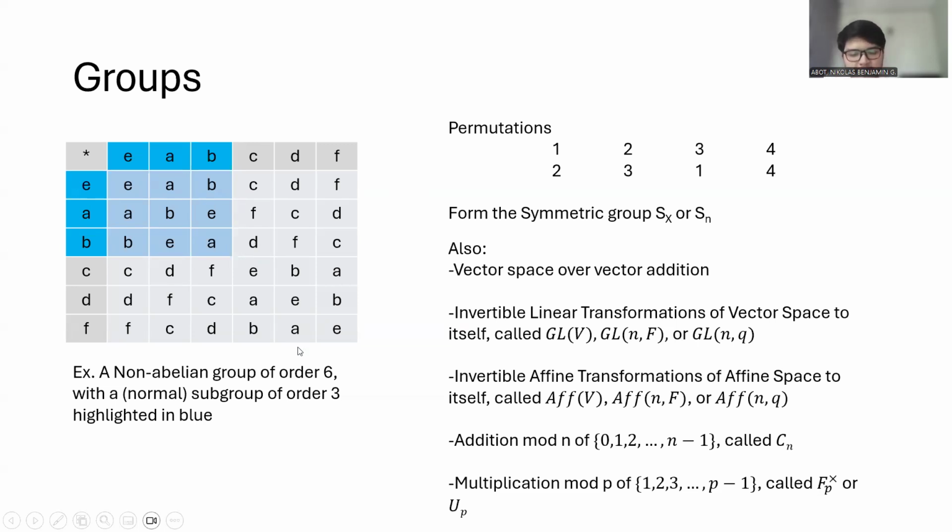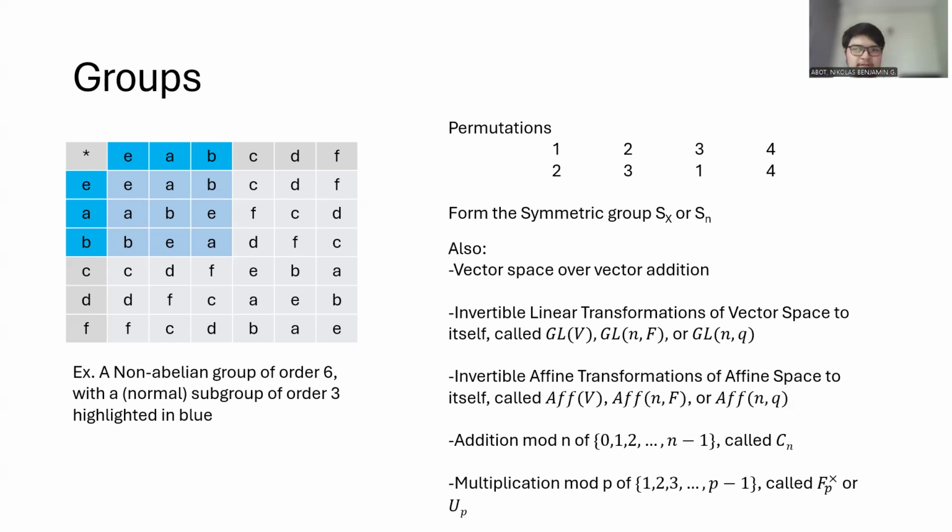A particular object that is very useful in groups is a permutation. That is, a function from a set to itself that maps every element 1 to 1. That means that it's invertible. For example, here, the permutation takes 1 to 2, 2 to 3, 3 to 1, and 4 back to itself. And thus its inverse takes 2 to 1, 3 to 2, 1 to 3, and 4 again back to itself. The set of all permutations of a given set X is called the symmetric group S_X. And if this set is the set of numbers from 1 to n, we call this permutation group S_n.